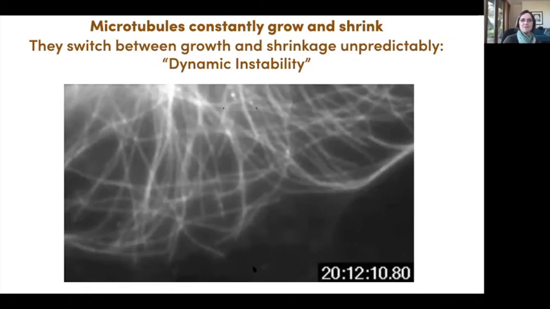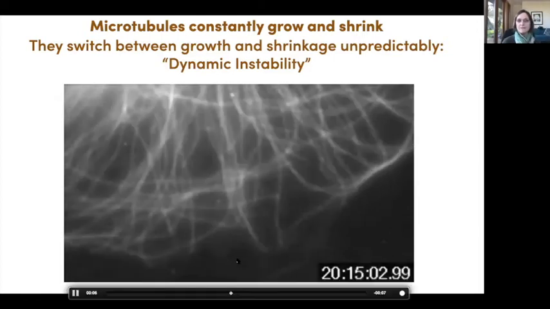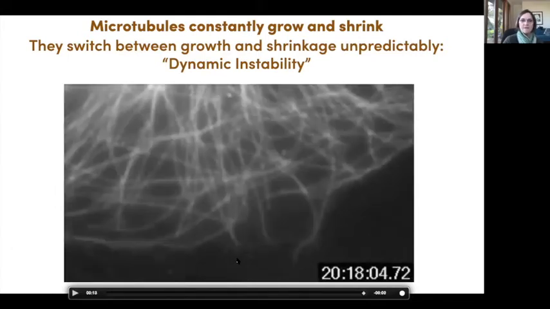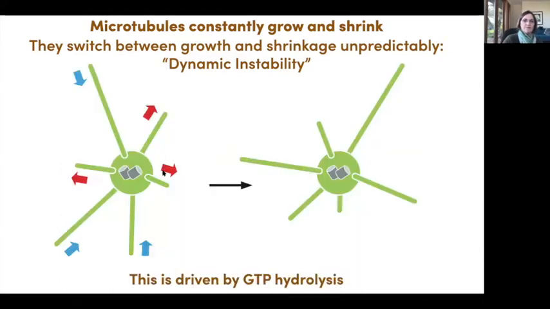Here's just another movie, again, showing ends of microtubules at the cell edge growing and shrinking constantly. So they're always doing this. And the dynamics by which they do this depend on a number of factors. They depend on the state of the cell cycle, and they depend on a whole bunch of different proteins that interact with microtubules. This constant growing and shrinking of microtubules is called dynamic instability. Any given microtubule can be in the process of growing or shrinking. These dynamics are driven by hydrolysis of the GTP that's bound to the alpha tubulin.